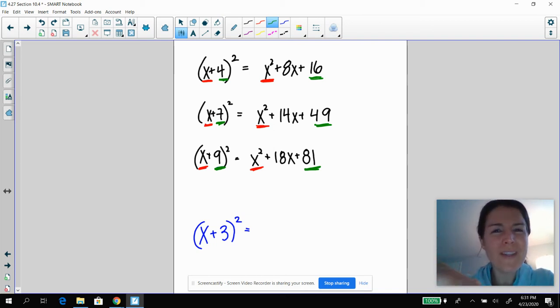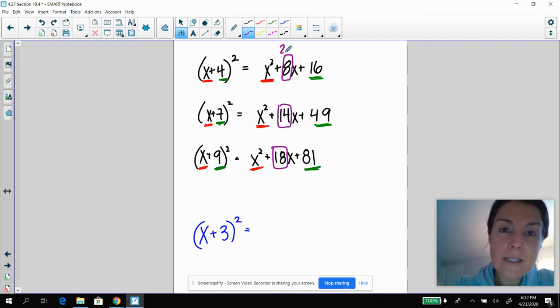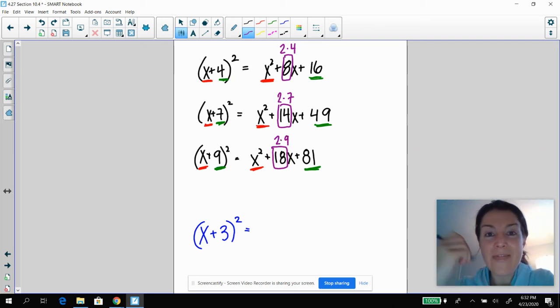But now if I look at this center term, this is a little tricky. Where did this 8 come from? Where did this 14 come from? And where did this 18 come from? It's kind of tricky. So that 8 came from twice 4, and twice 7, and twice 9. And then you just multiplied it by that first term again.